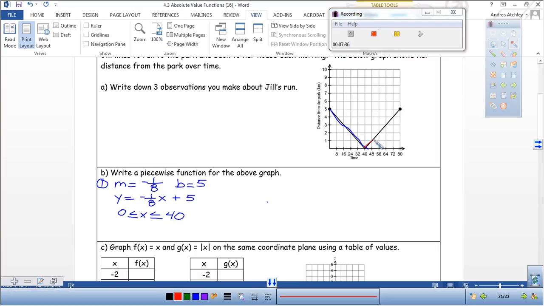So for this line, our slope now is going up 1/8. So it's positive 1/8. I don't know what the y-intercept is. It's going to cross somewhere down here. So we have to use a point. And I'm going to use that starting point of 40 for x and 0 for y, and we're going to plug it into y minus y1 equals m times x minus x1.